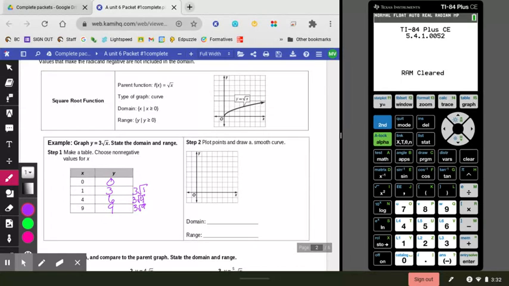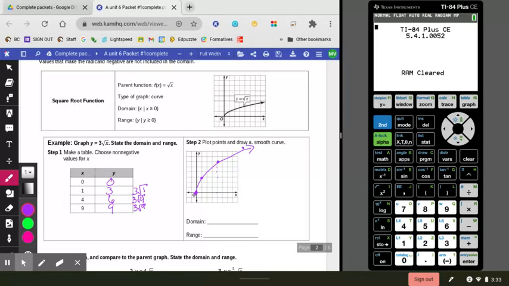So we plot those points. 0, 0, 1, 3, 4, 6, and 9, 9. Which doesn't fit, but it'd be there. 0, 0 is a point. It is not an arrow. At the right end, it is an arrow. It's a point at 0, 0 because I can't have anything negative.